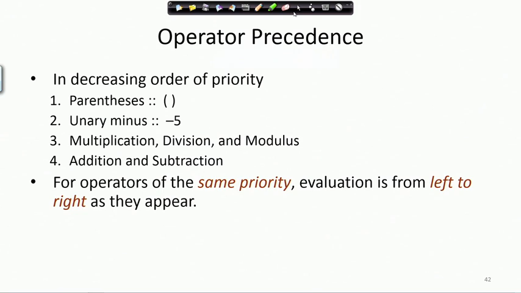In the last lecture, we were introduced to the precedence among the operators, and we had seen that parenthesis has got the highest precedence, followed by unary minus, then multiplication, division, and modulus have got the same priority, addition and subtraction are having the next priority. And for operators of the same priority, if in an expression there are more than one operators which are of the same priority, then evaluation is done from left to right.